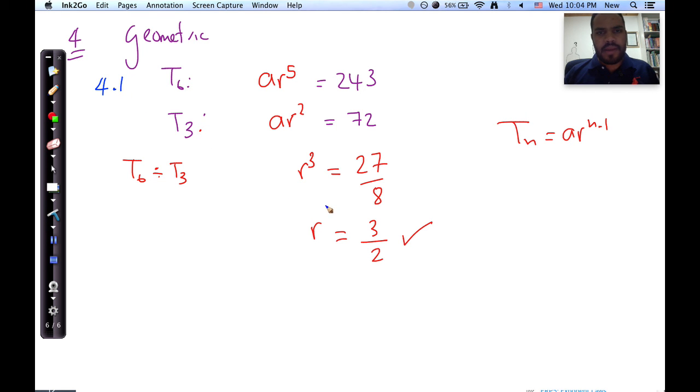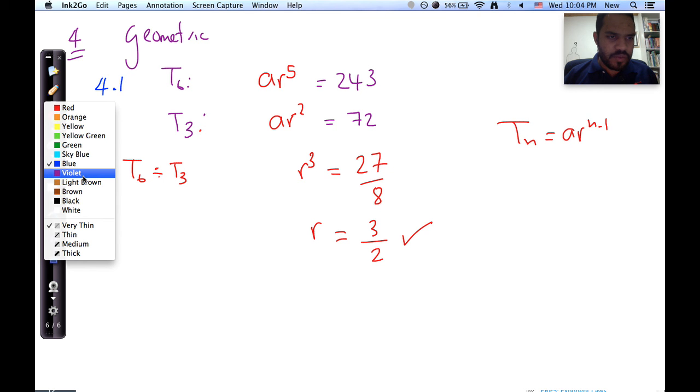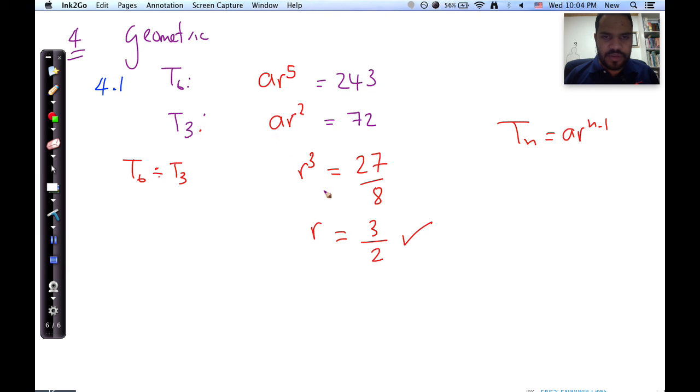Let's just see how we solve for a, which is not what the question wanted, but if it did, all we need to do now is we could say a times r squared, which is 3 over 2 to the power of 2, is equal to 72, and that's going to be 9 over 4. So all we need to do is we can take 72 divided by 9 over 4, and we get a solution of a being 32. If you solve for that, that implies that a equals 32.